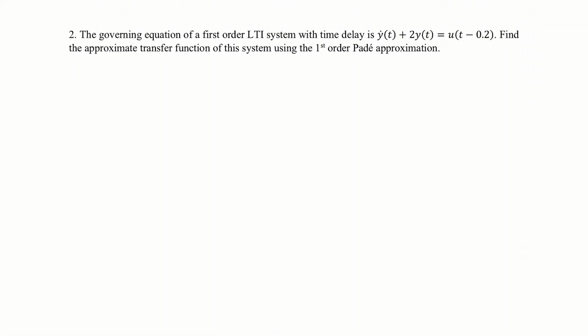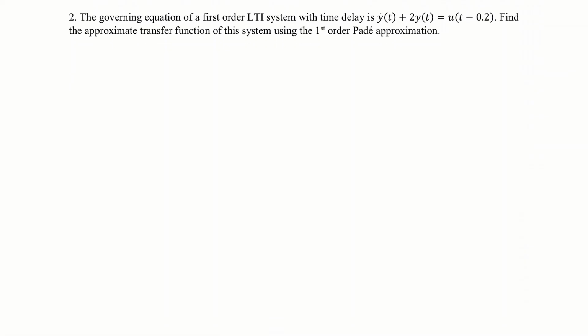Now coming to the second question, the governing equation of a first order linear time invariant system with time delay is y dot t plus 2 of y t equals u of t minus 0.2. So here we have a delay of 0.2, that is, the input given 0.2 before the current time instance would get implemented at the given time instance.